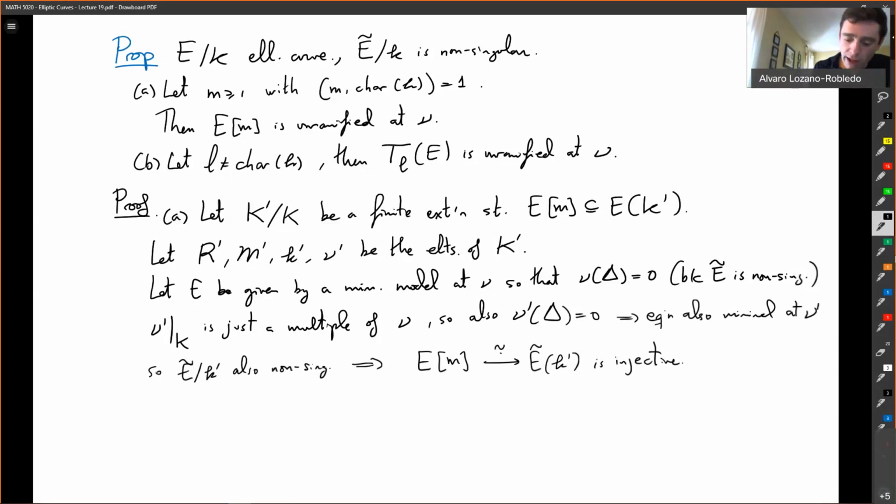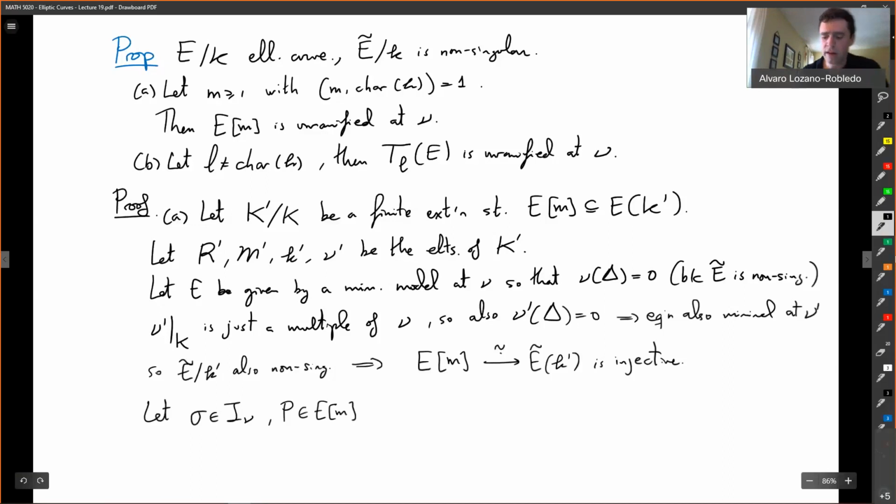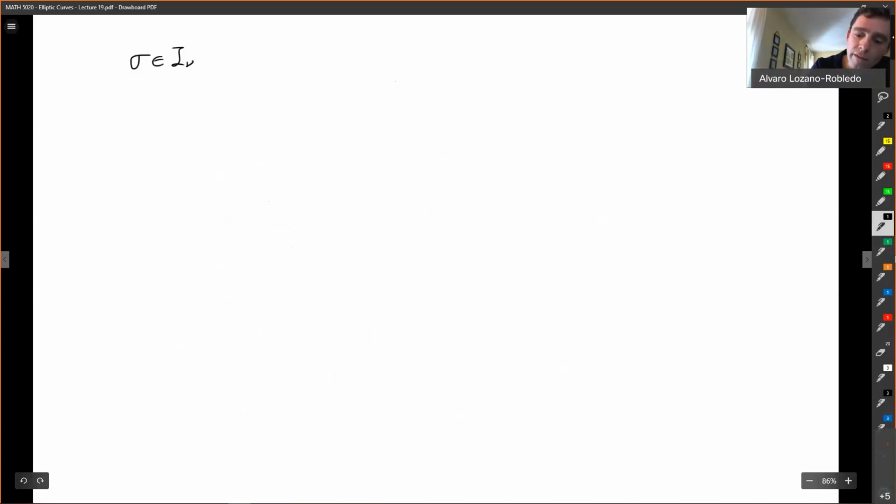So now, finally, let sigma be an inertia element. Okay. And take a point P of M torsion. And we want to see that sigma acts trivially on the M torsion. So what we need is that sigma acting on P, the action is trivial. So we want that the action on P is trivial.